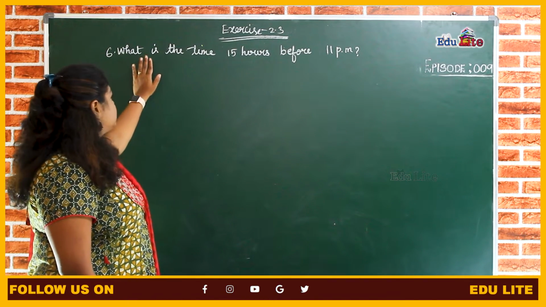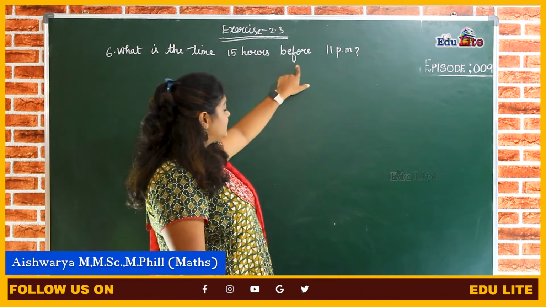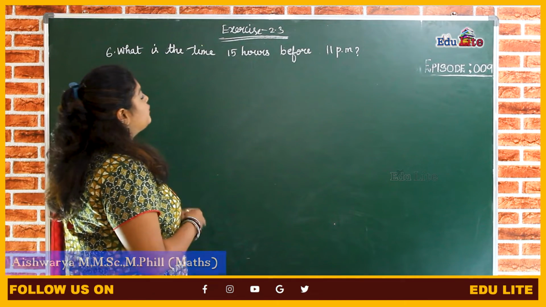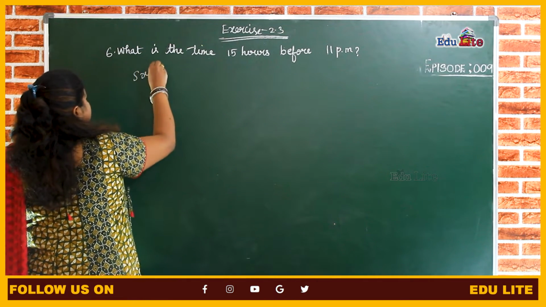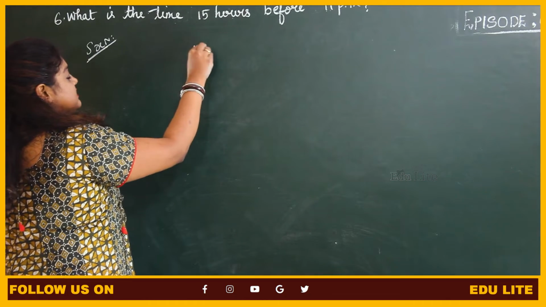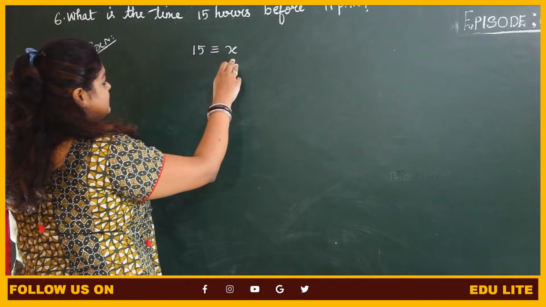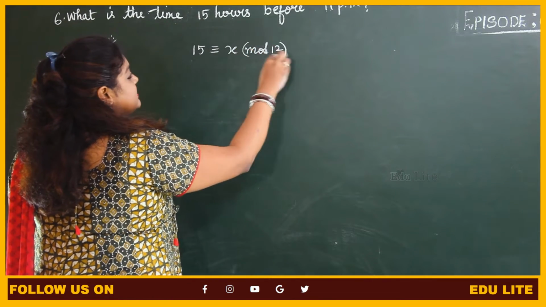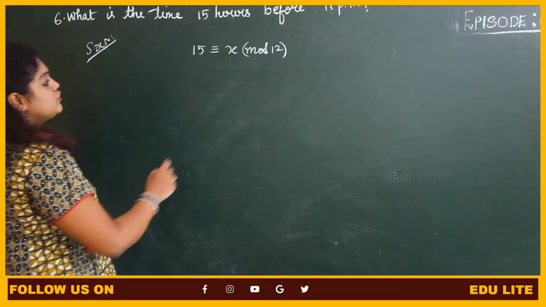What we have to find in the sixth problem is: what is the time 15 hours before 11 p.m.? We will solve this problem as we did in the previous problem. First we will solve this 15 hours. 15 hours is congruent to, we don't know the remainder value, therefore we will write it as x mod 12. Why are we choosing 12? Because 11 comes in every 12 hours, so we have to choose 12.